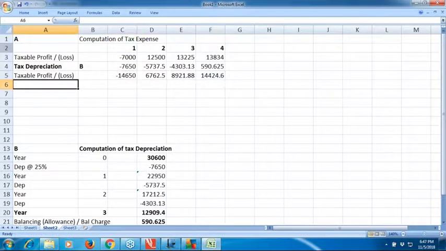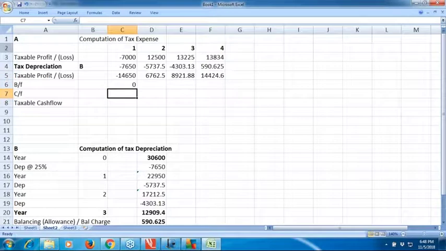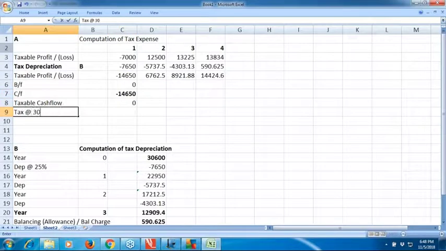And we would say that the loss brought forward is adjusted. And then we would say carry forward, and this is the taxable cash flow. Now, if we say over here the brought forward amount is zero, and we would have all of this as carried forward, the taxable cash flow is going to be zero. So the tax at the rate of 30% is also going to be zero.